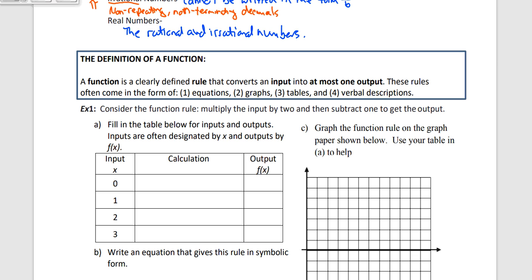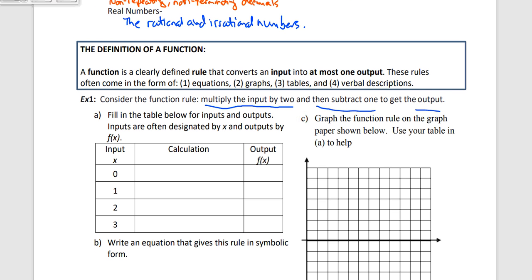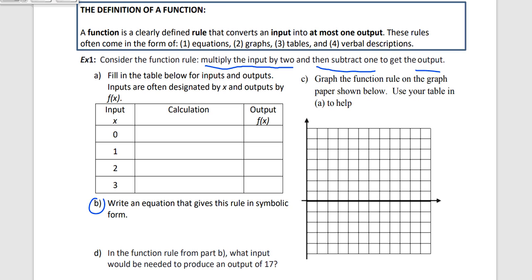Consider the function rule. Multiply the input by 2 and then subtract 1 to get the output. My brain actually thinks as an equation first, so I'm jumping down to part B. It says write the equation. So I'm thinking about multiplying the input by 2, and we like to use the variable x to represent the input. So multiply the input by 2 and then subtract 1 to get our output.